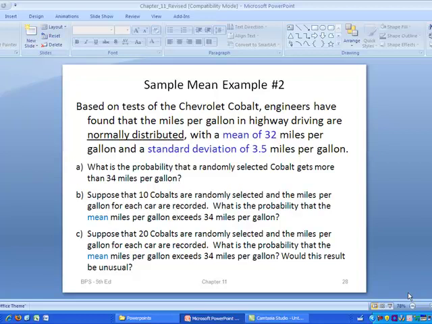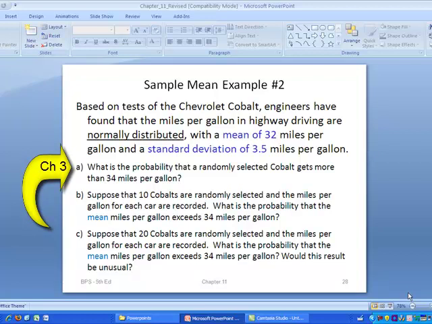Also, it's saying what's the probability that a randomly selected Cobalt, that some Cobalt off the street, would get more than 34 miles per gallon. That tells me I'm in a Chapter 3 problem, straight probability from the table, where I'm looking at the population.